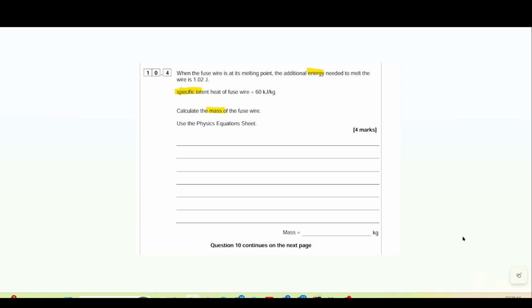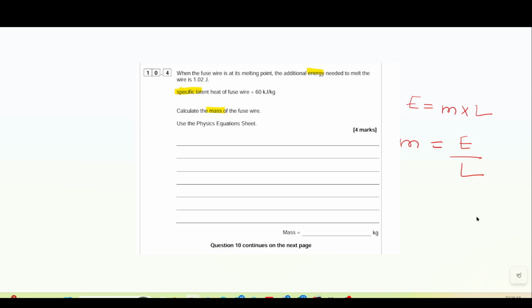Latent heat. Thermal energy for a change of state equals mass times specific latent heat. Exactly, that's correct. What we need is mass, so E equals m times L, so mass equals E divided by L. Just check the units and plug in the values.